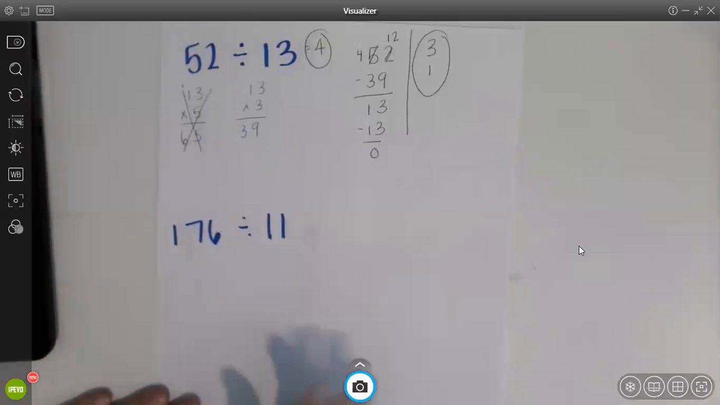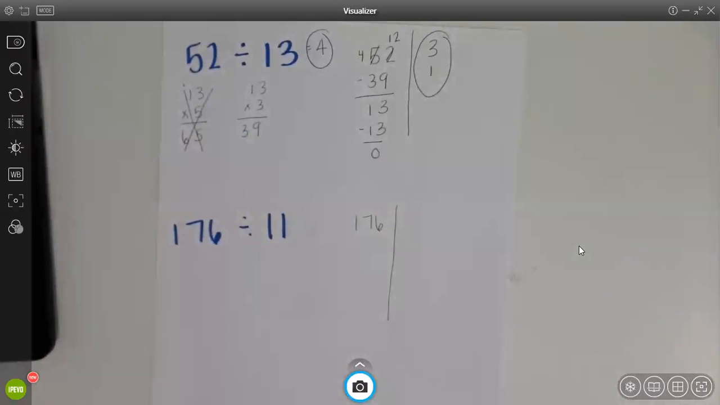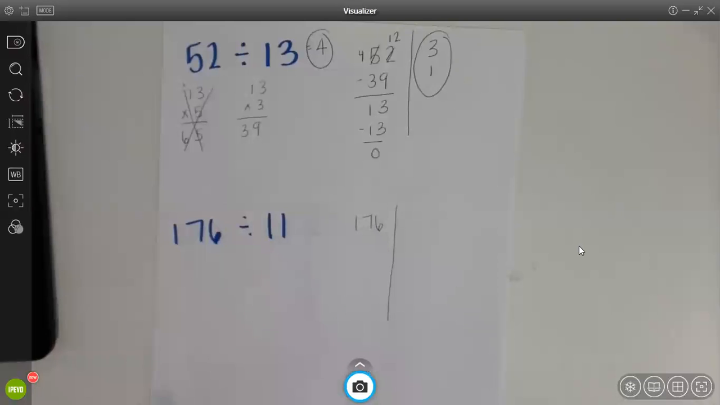Okay, let's look at this one. So I have 176, and I'm dividing by 11. Remember, whenever possible, I want to start with 10. In this case, 10 times 11, and when I'm multiplying by 10, I'm just adding a 0, so it's very easy for me to get there quickly. 10 times 11 is 110, which is less than this, so let's start there and see where we end up.